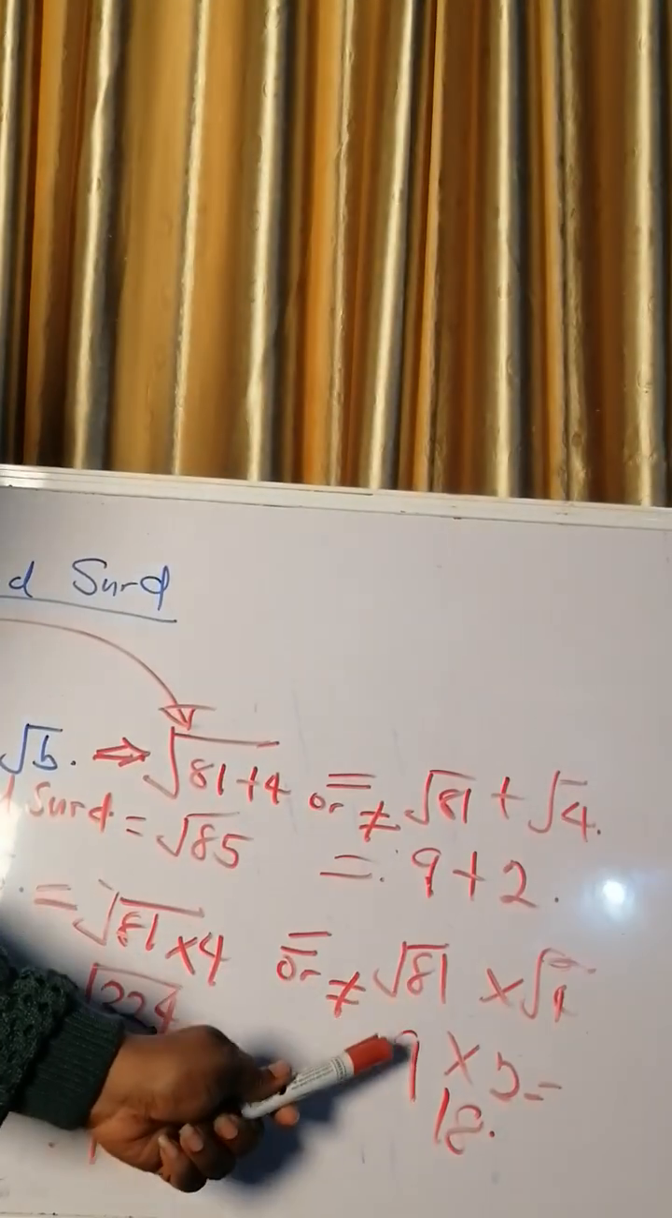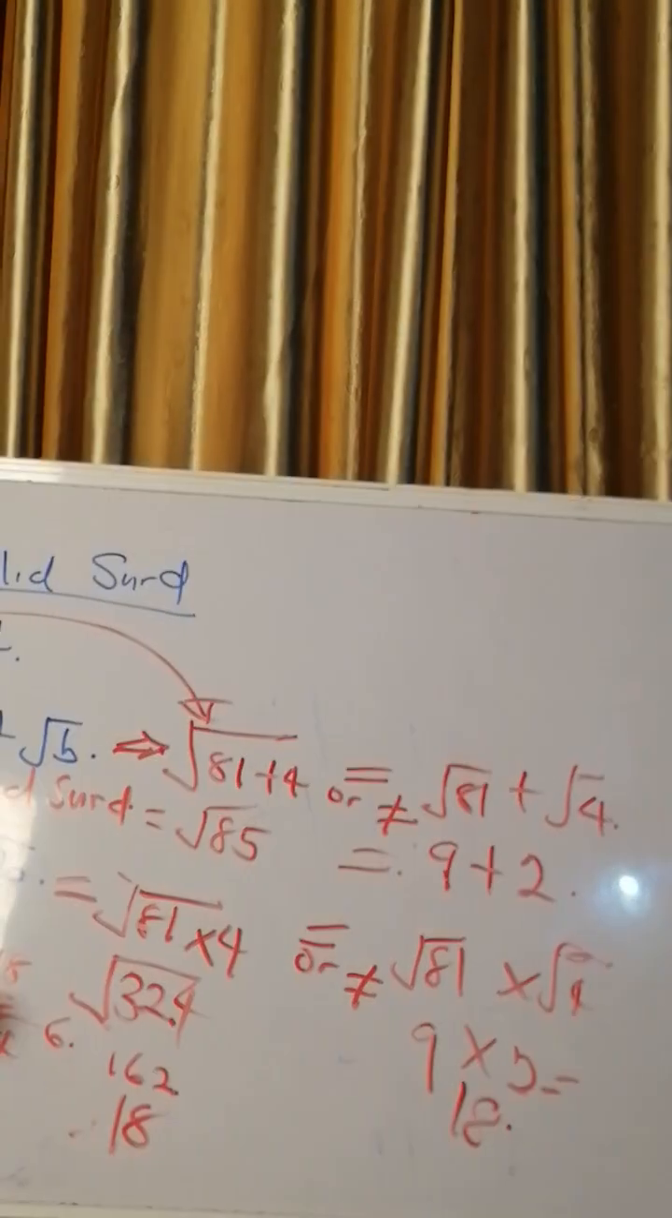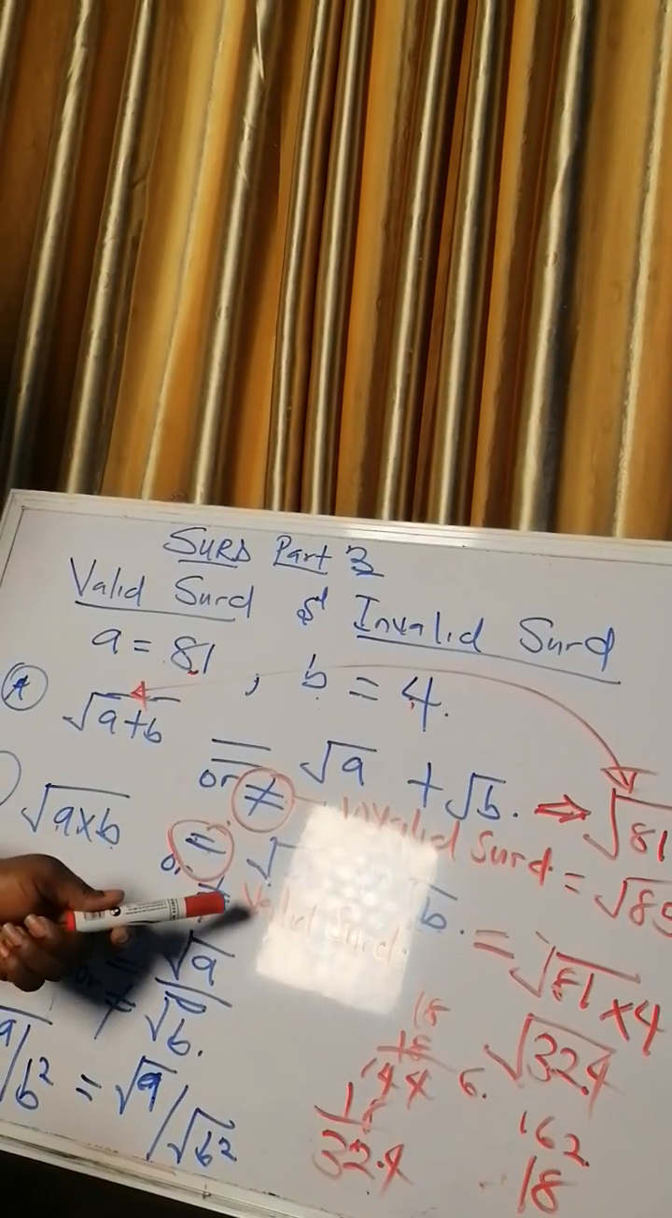The square root of 81 is 9. Square root of 4 is 2. 9 times 2, 18. So it shows that this one is equal. And this one is tagged as what? Valid surd.